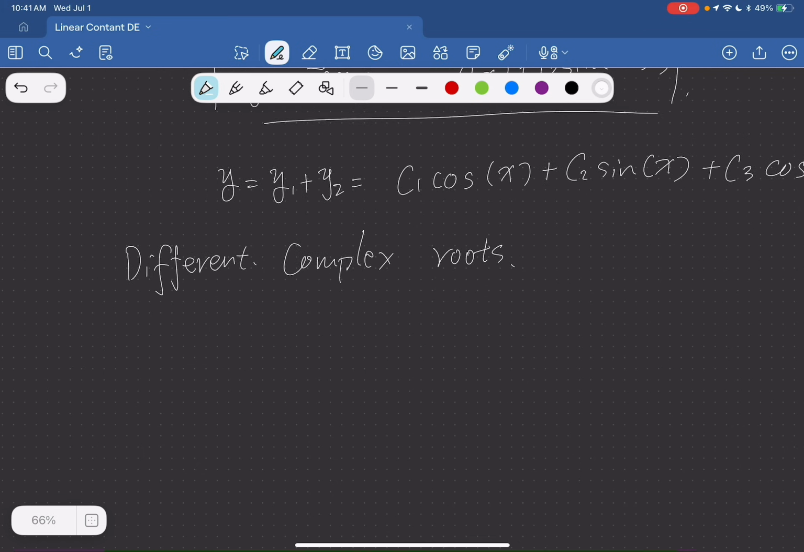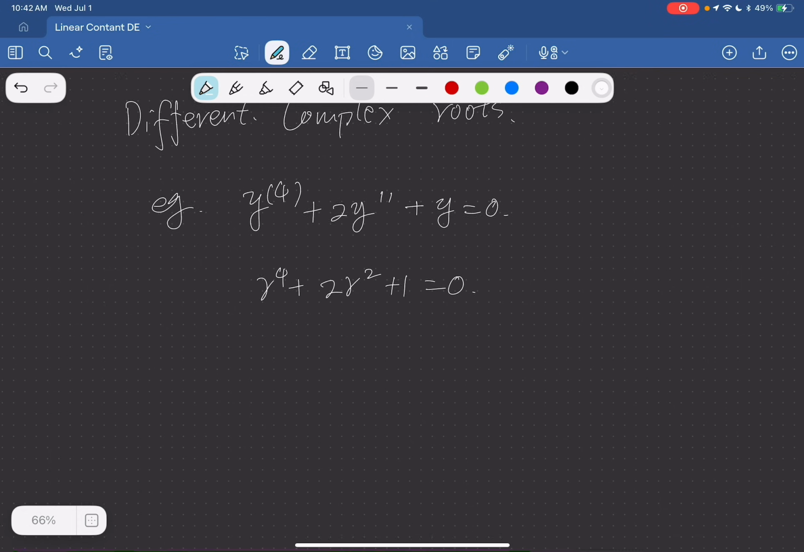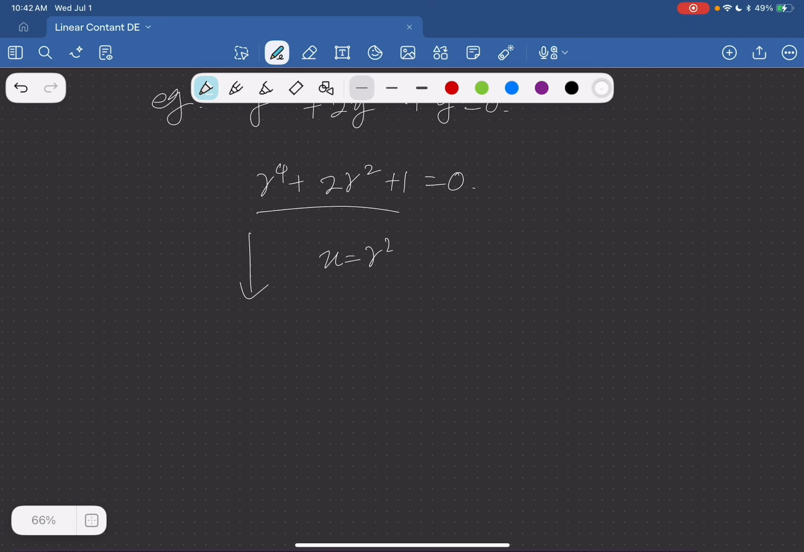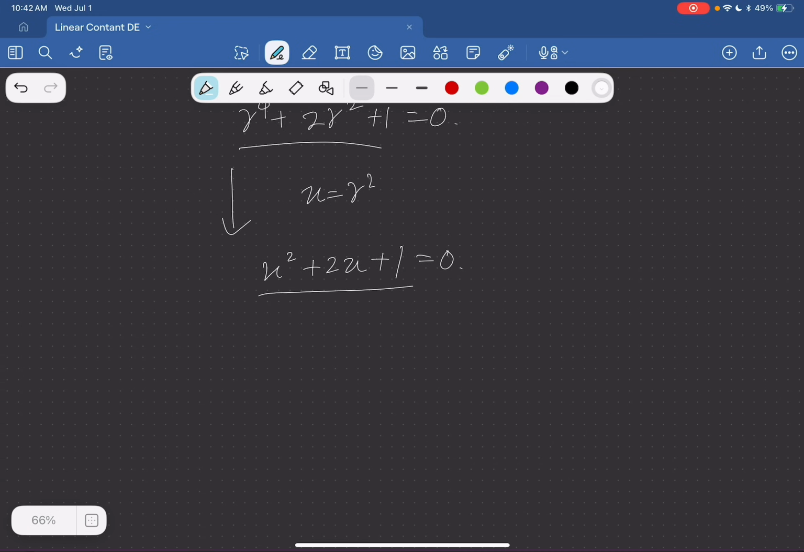So let's directly take a look at the example. If we got some differential equation like this, and again, we will first write out the characteristic equation like this. And to solve this, we will let u equal to r squared, so that we can simplify this to a quadratic equation.